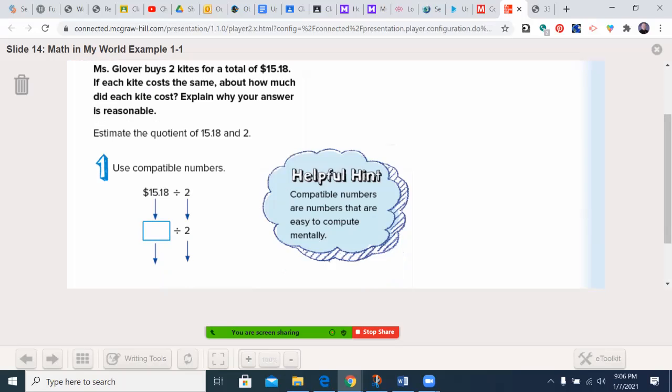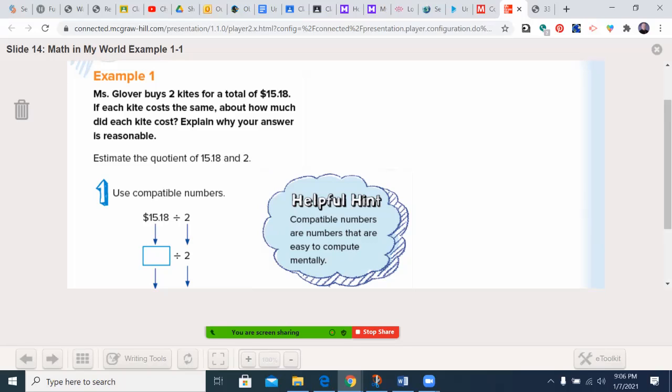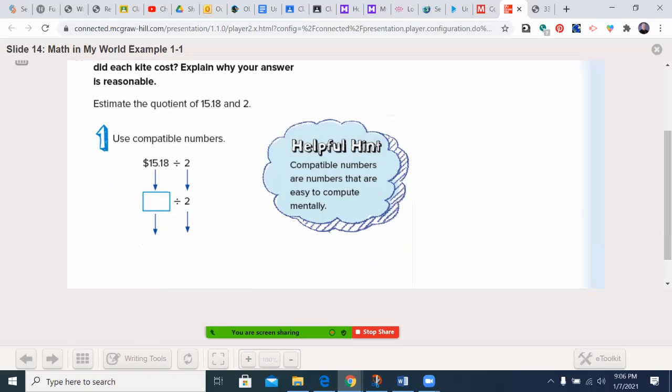So we have Miss Glover buys 2 kites for a total of $15.18. If each kite costs the same, about how much did each kite cost? Explain why your answer is reasonable. So your first step is estimate the quotient of 15.18 and 2.